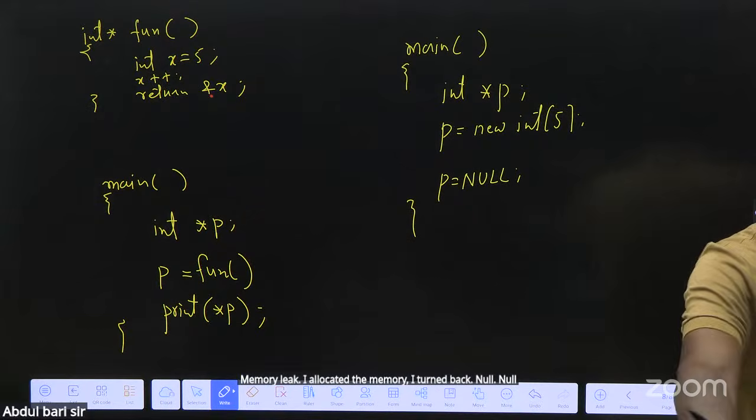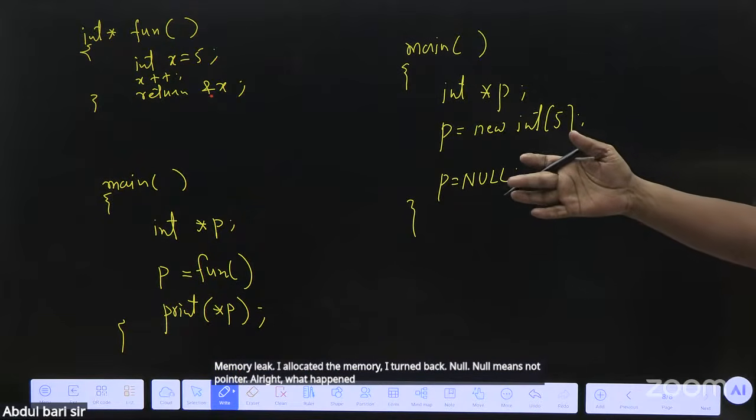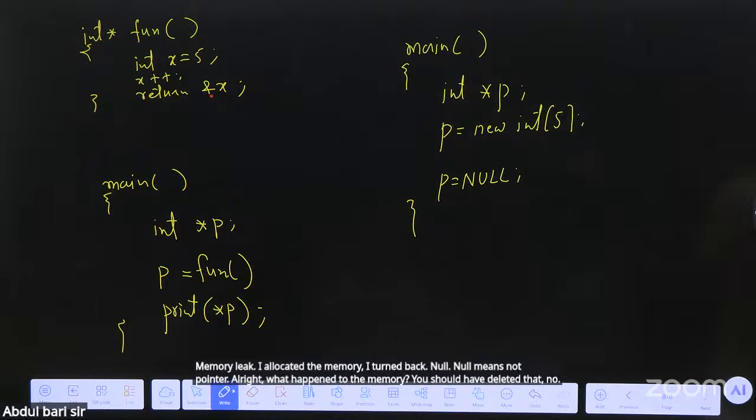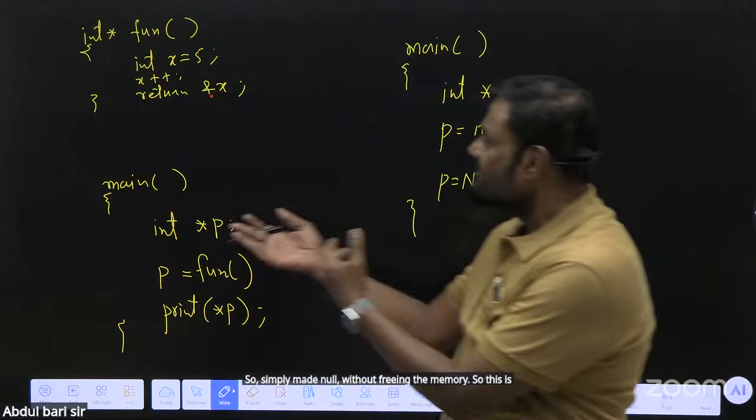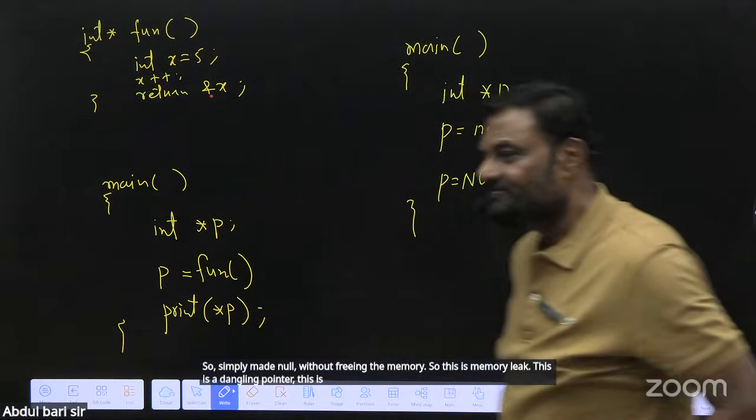Null means not pointing. Then what happened to the memory? You should have deleted that. So it was simply made null without freeing the memory. So this is a memory leak. This is a dangling pointer. This is a memory leak.